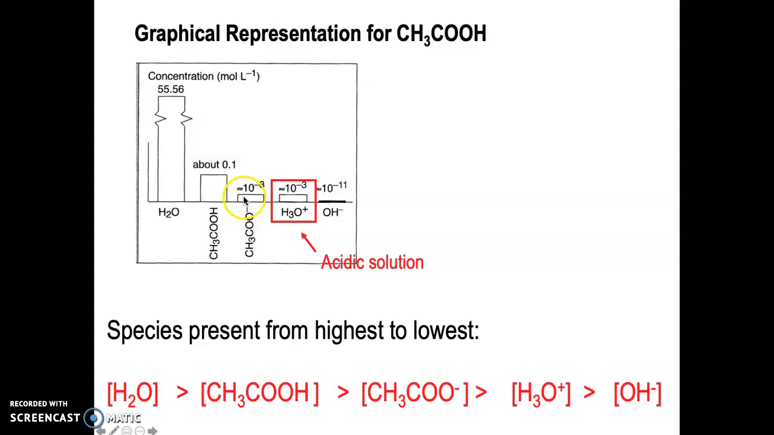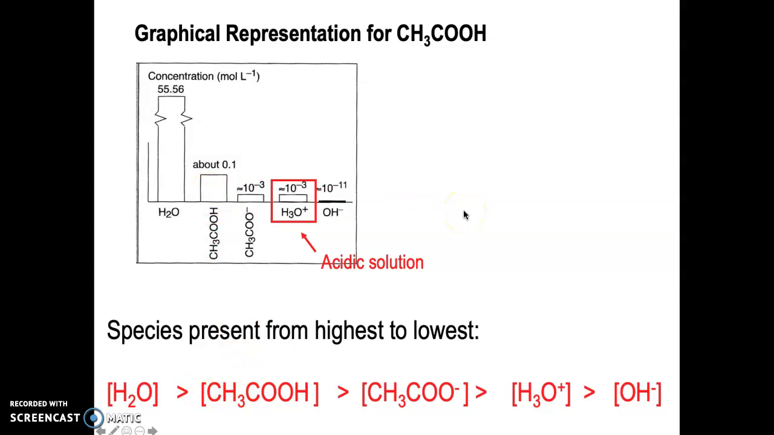So as long as your ethanoate ion and hydronium are of equal height, you're all good. And then those little hydroxides are going to be down much lower than the hydroniums. And because your hydronium bar is taller, this indicates it's an acidic solution. So that is a weak acid and the species present.